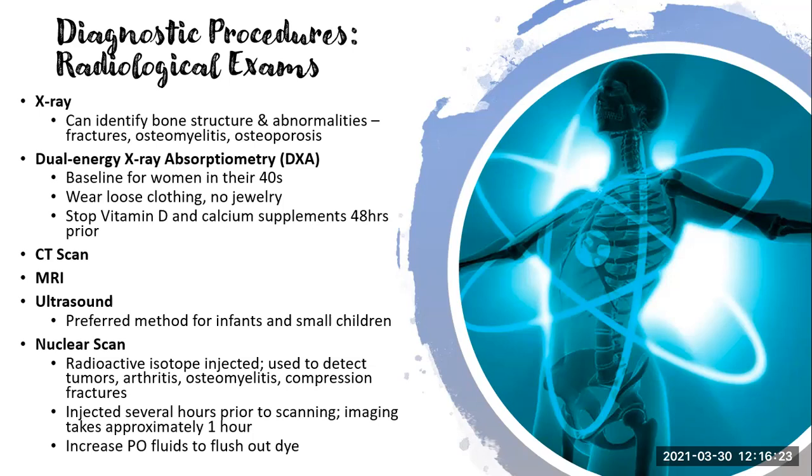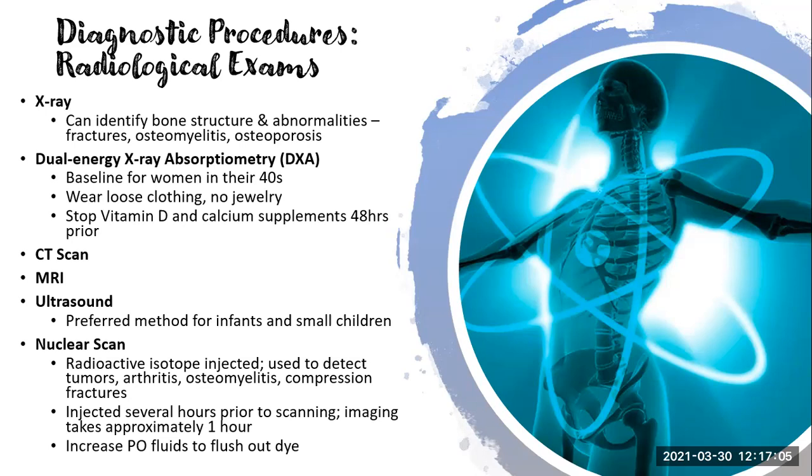CT, MRI, we've already discussed. Ultrasounds can be useful, most specifically in children, infants, and small children. We don't like to expose them to unnecessary radiation. So ultrasound is actually what we use to diagnose hip dysplasias and things like that. Infants, they tend to order ultrasound. X-rays and CTs are reserved more for emergency situations. Ultrasound is usually the preferred method of scanning.